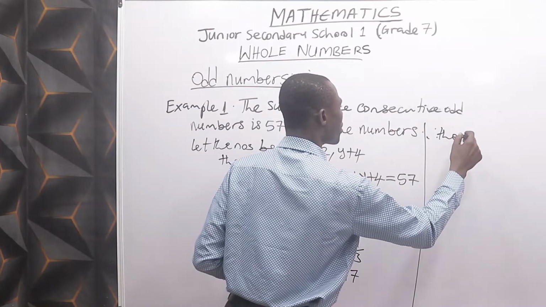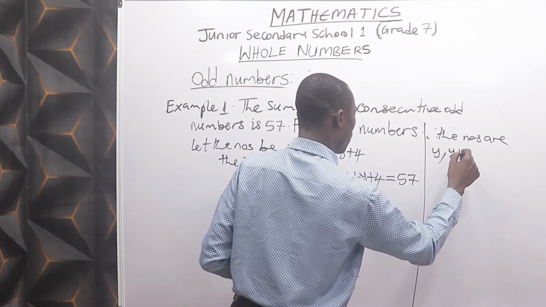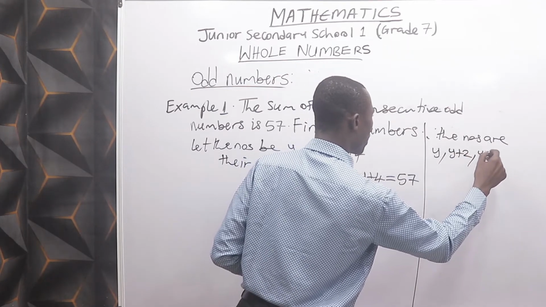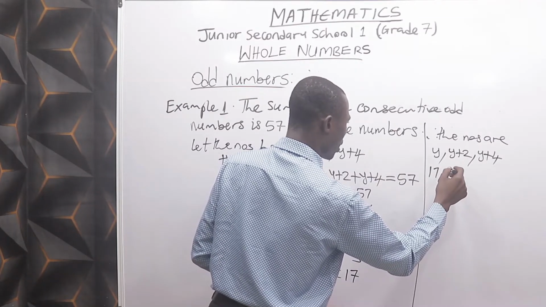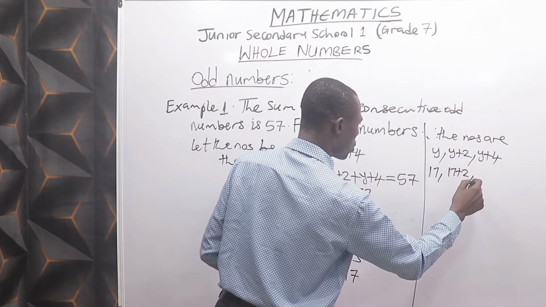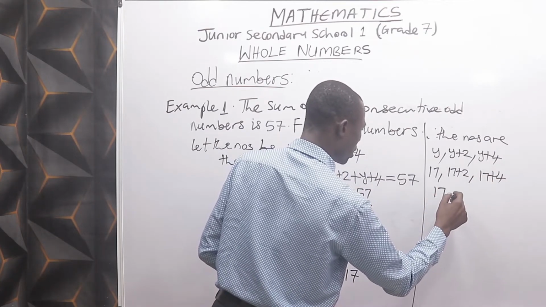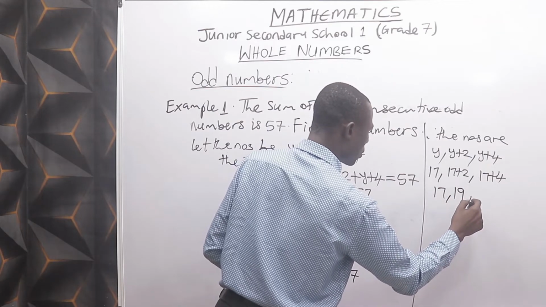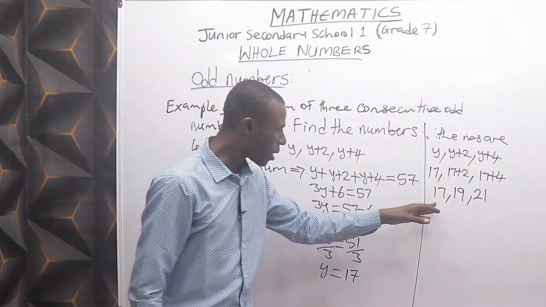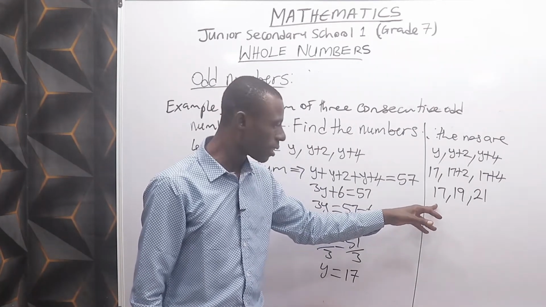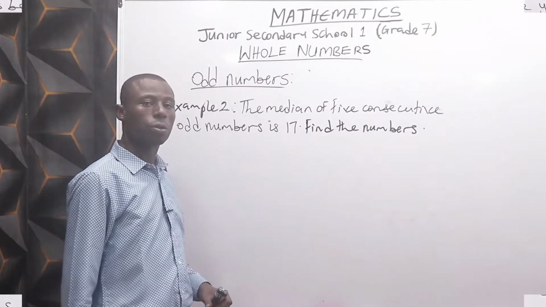Therefore, the numbers are y, y plus 2, y plus 4. Whereas y is gotten to be 17, we have 17, 17 plus 2, 17 plus 4. Finally, 17, 19, 21. So these are the numbers. You can see that they are odd numbers and they are consecutive. 17, 19, 21.